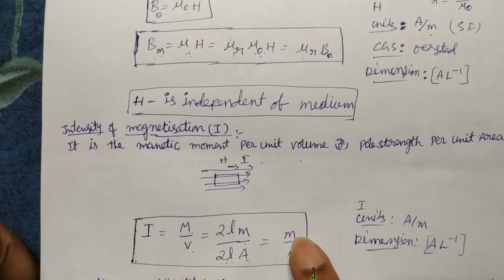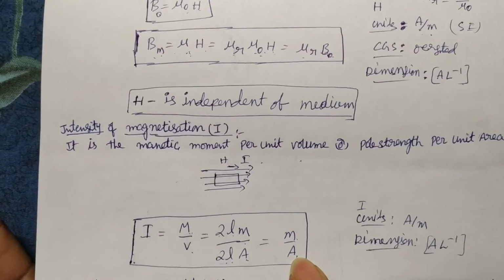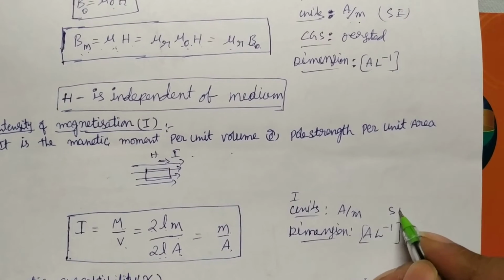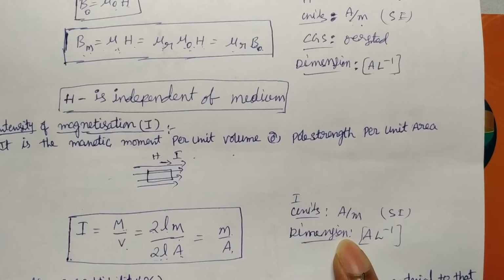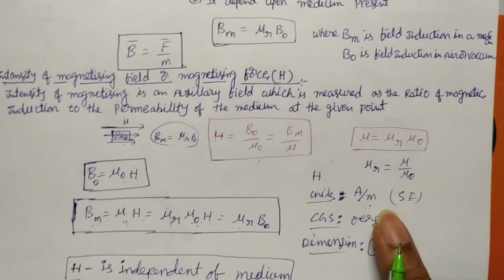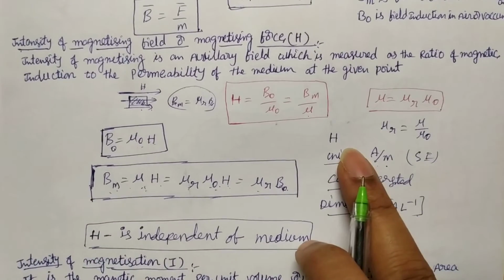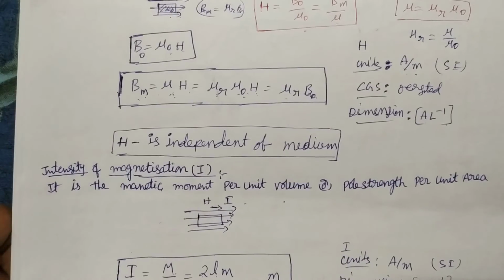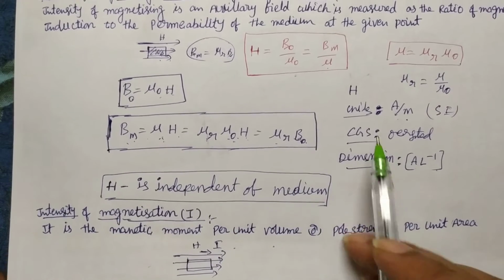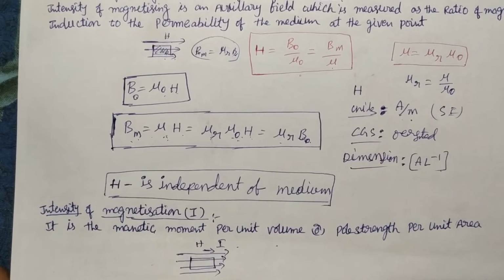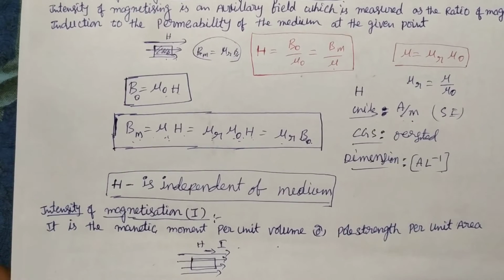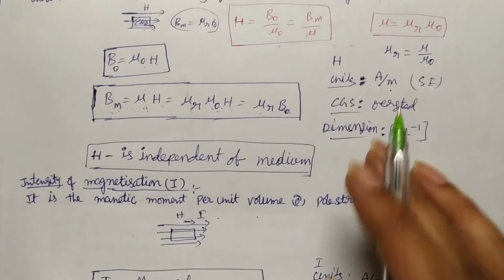Pole strength is in ampere meter and area is in meter square. So what do you get? The SI units are ampere per meter. And the units of I and H are both the same. What is H? Applied field, what we apply externally. What is I? How much field is induced in the medium. So both quantities have the same units. One is directly what we are applying, the other is what is induced in the material. That is I, intensity of magnetization, and its units and dimensions are both the same as H.